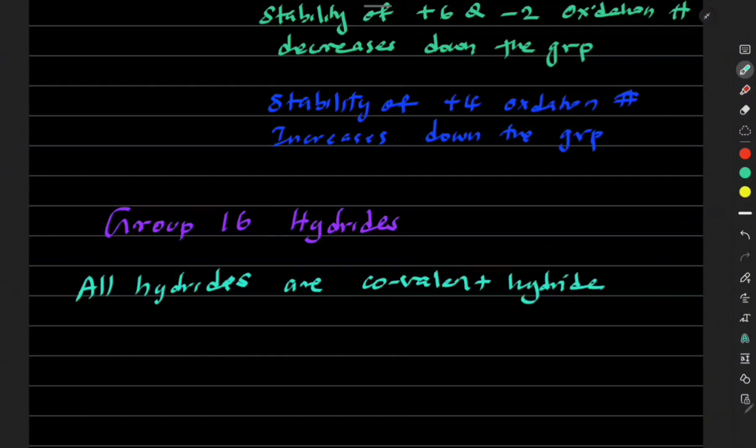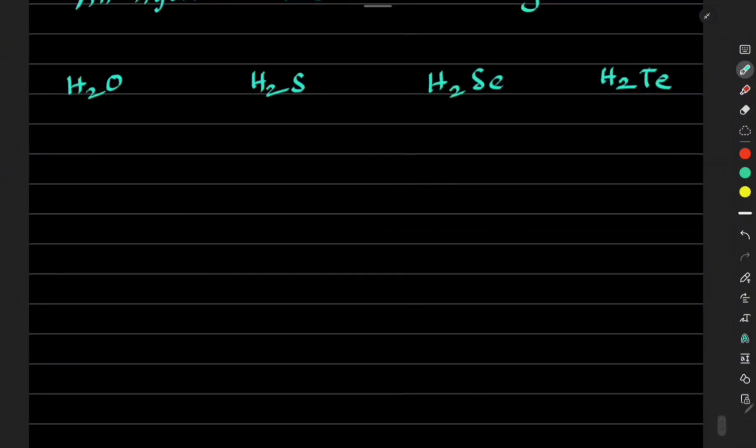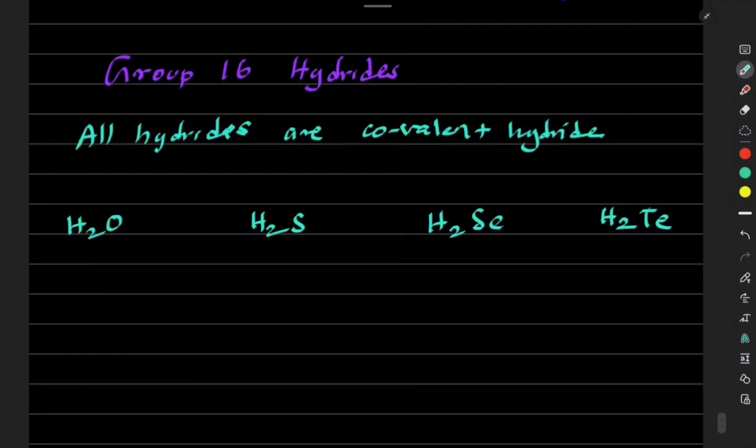Let's write the hydrides: H2O, H2S, H2Se, H2Te. H2O is an exception here due to its hydrogen bonding.